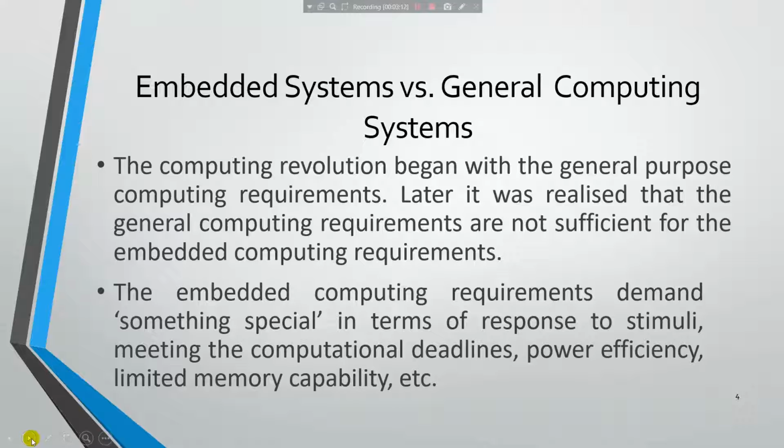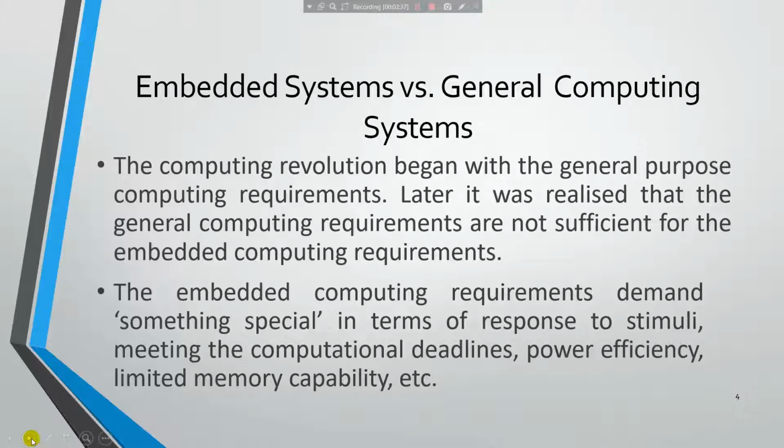Next, the computing revolution begins with the general purpose computing requirement. So it starts with the revolution of computing. Later it was realized that the general computing requirements are not sufficient for embedded computing requirements. Some applications need more RAM, some applications need less RAM. So it all depends upon what type of systems or hardware we are going to use.